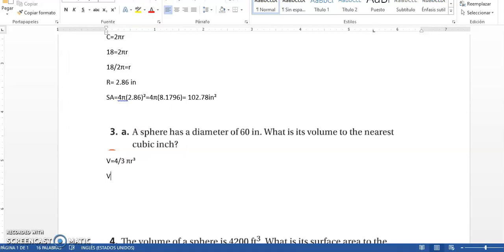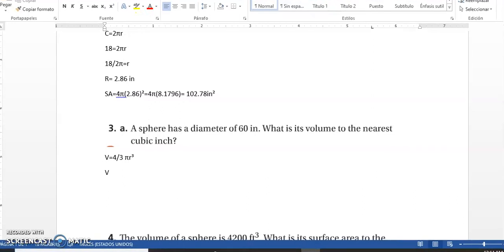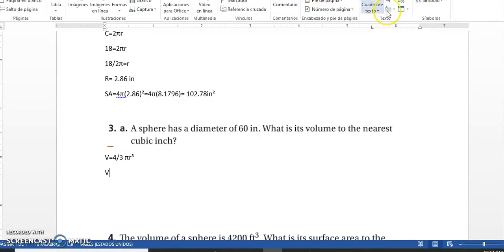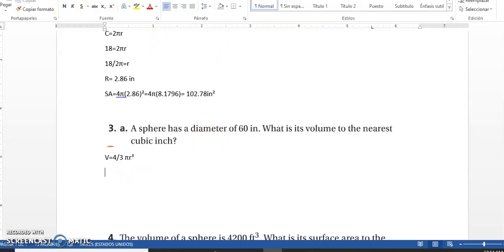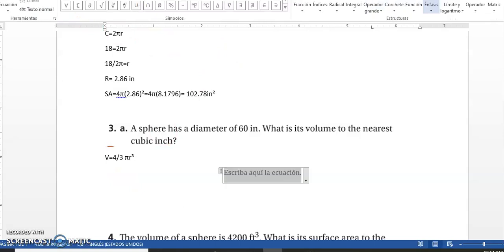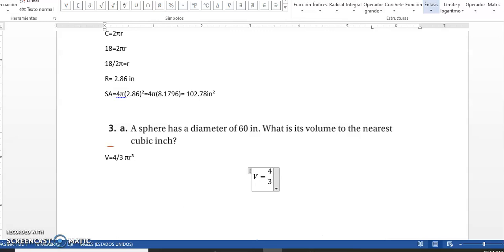I'll insert the equation to make it easy to understand. The volume is equal to 4 divided by 3 multiplied by pi multiplied by the radius to the third power. Now remember, it's 60 divided by 2, because this is the diameter. We need the radius. 60 divided by 2 will be 30 inches to the third power.